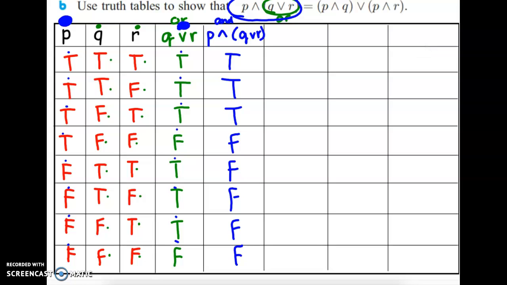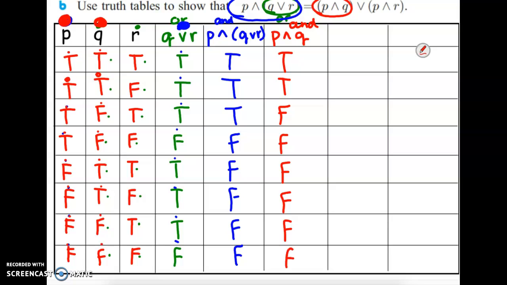Now we're going to go to the right side of the equation. So we have P and Q. This is another conjunction. We want both of them to be true. So we're looking at P and Q. True, true, true, true, true and a false, both of them aren't, so it's false. True and a false, false. False and a true, false. False and a true, false. False and a false, false. False and a false, false. So just those top 2.